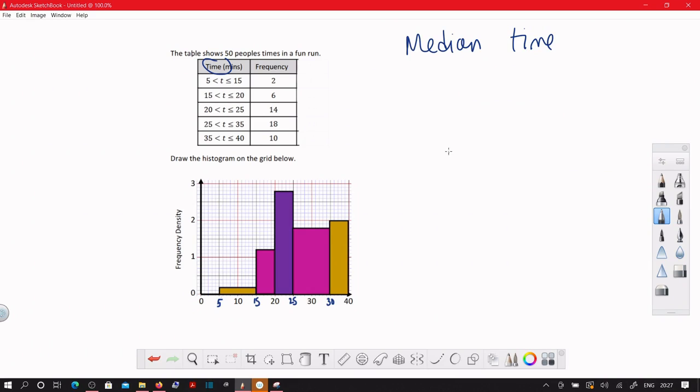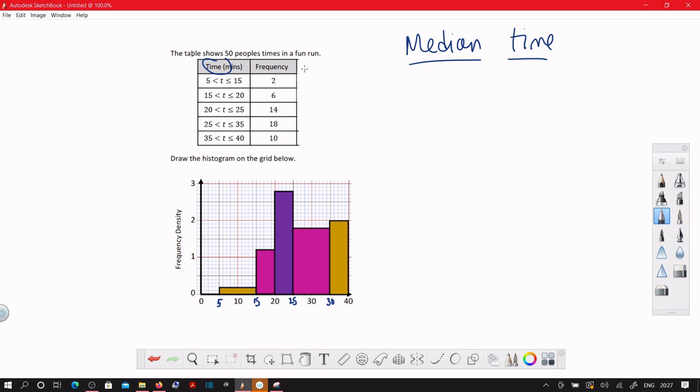In this video, I'm going to show you how to work out the median time from a histogram. We've got a complete table and a complete histogram, so we're going to work out a median time. Here we've got 50 people represented who've done a fun run. 2 people took between 5 and 15 minutes. 6 people took between 15 and 20 minutes, and so on.